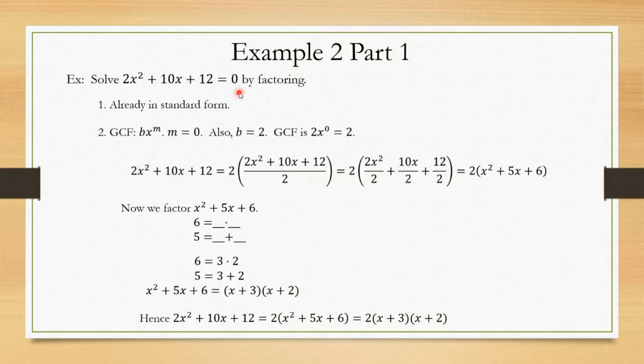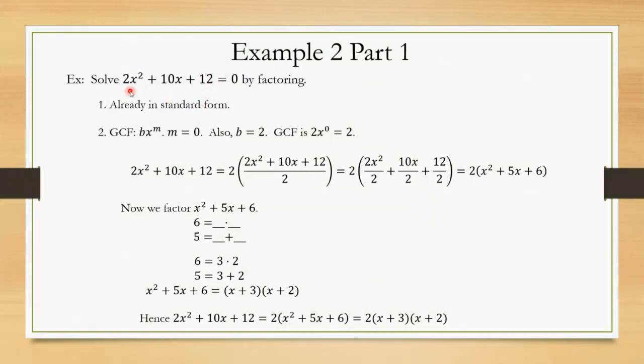Okay, now we're going to factor. First, let's get our GCF. Let's find it, and we're going to factor it out. So what's our GCF? Remember, it's b times x to the m, where m is the smallest exponent of x, and b is the greatest common factor of the coefficients and the constant term. So m is 0 since there's a non-zero constant term.